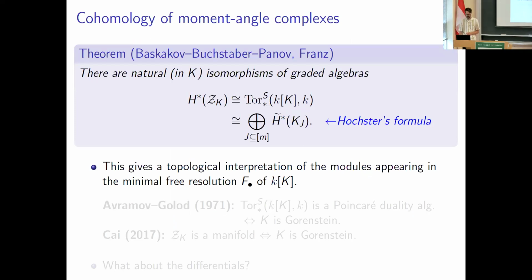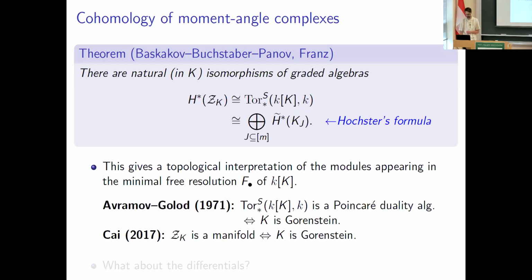And also here I wanted to mention, related to this topological interpretation, something that fits nicely in this picture. A classical result in commutative algebra of Avramov and Golod says that this Koszul homology is a Poincaré duality algebra precisely when K is Gorenstein. And this has a nice topological explanation, if you like, by this result of Lee Tsai, which says that Z_K is actually a manifold, closed, orientable, exactly when K is Gorenstein. So that'll come up a bit later.